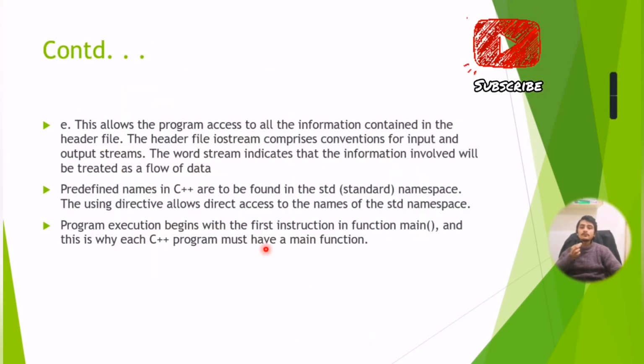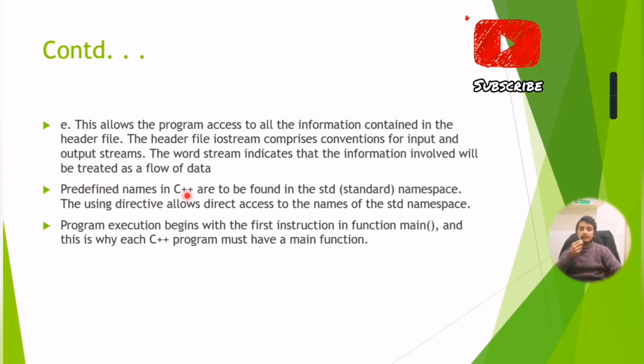This allows the program access to all the information contained in the header file. The header file iostream comprises conventions for the input and output streams, as I have already discussed. The word stream indicates that the information involved will be treated as a flow of data.